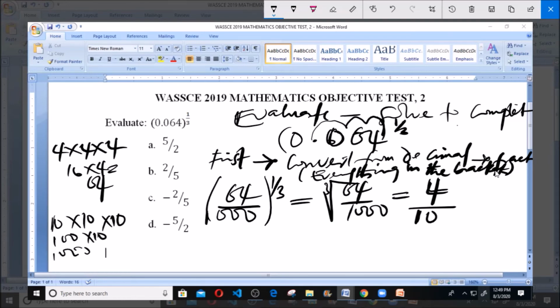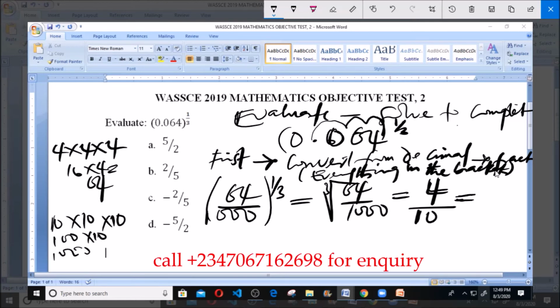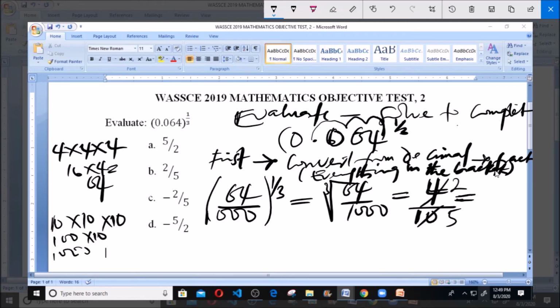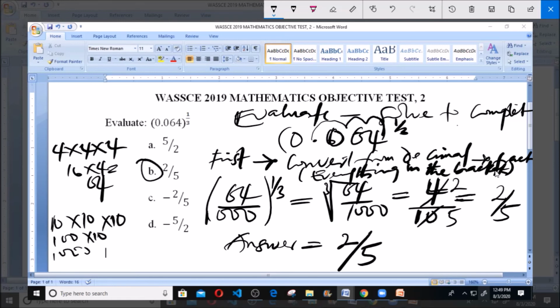So we have 4 over 10. Now you can actually divide further because there is a common factor for both of them. 2 can go here and 2 can go here. Now 2 goes here 2 times and 2 goes here 5 times. So our answer is 2 over 5. So the answer to this particular question is 2 divided by 5. And that's option B. Now there is no negative sign or anything. It's just directly 2 over 5.